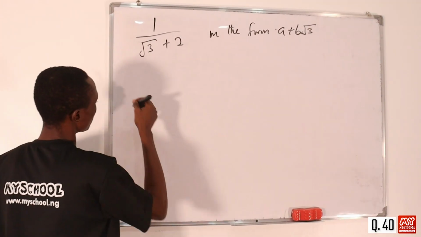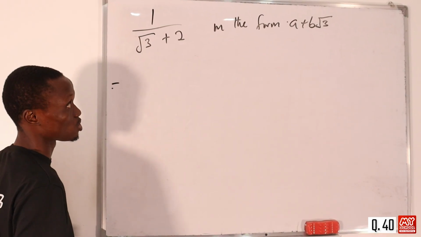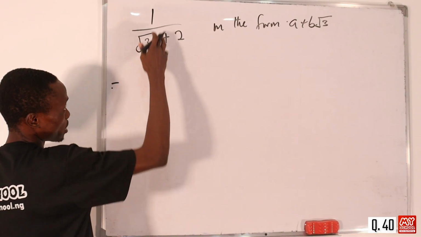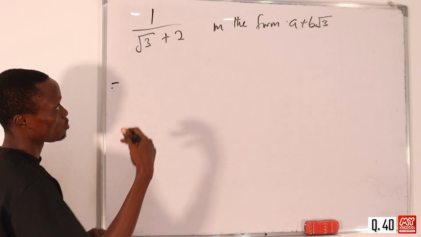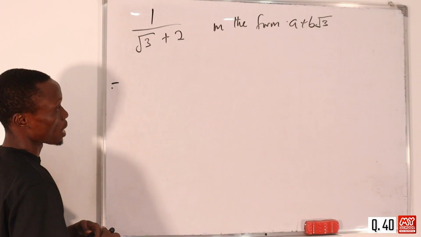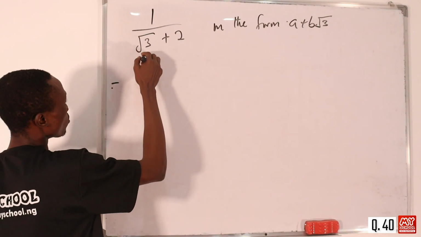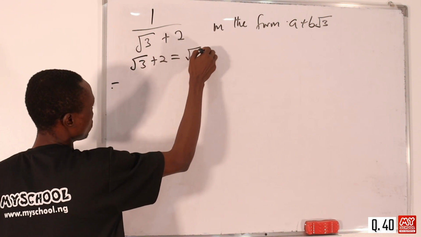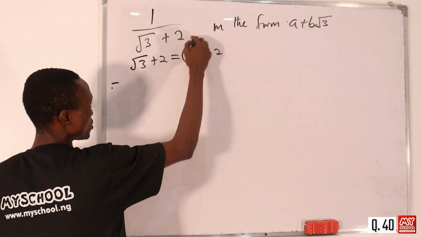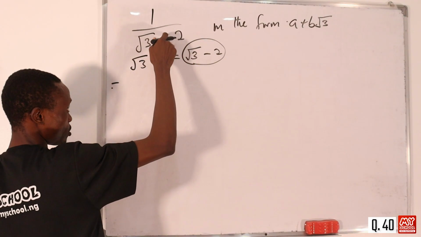Basically, if you are given a surd of this kind, the first thing is for you to rationalize the denominator. To rationalize the denominator of a surd is just for you to multiply both the numerator and denominator by the conjugate of the denominator. So the conjugate of root 3 plus 2 is root 3 minus 2. We are going to use this to multiply both the numerator and the denominator.